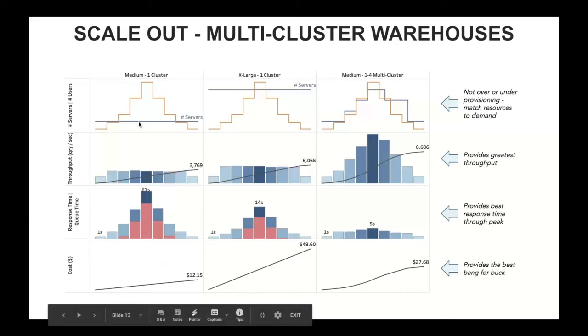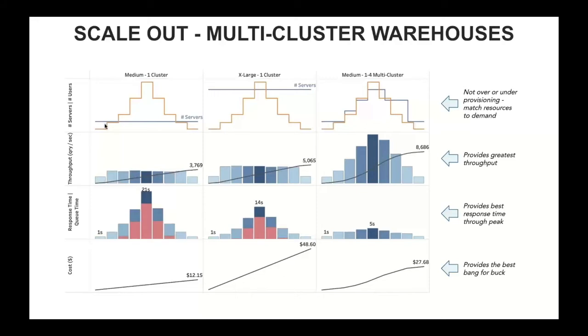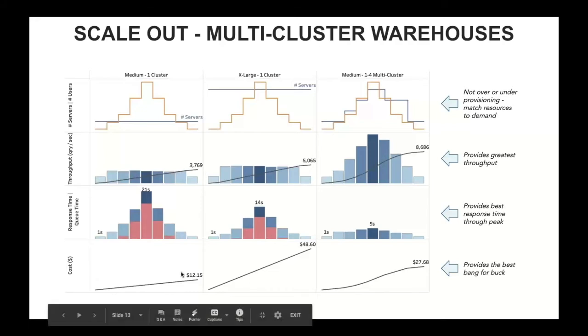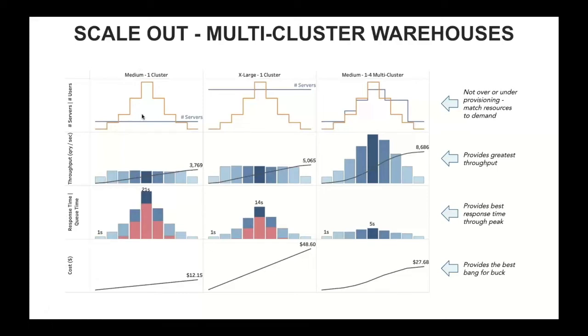So each column represents a different configuration approach for the same spiky workload. The spikiness is represented by this orange stepped graph over time. The first column is simply allowing these queries to come through a single clustered medium-sized virtual warehouse. That's fine and good. It's not going to cost you too much money, but as you can see, the response time does balloon in the spiky workload period. And the red part of this column chart indicates queuing time.